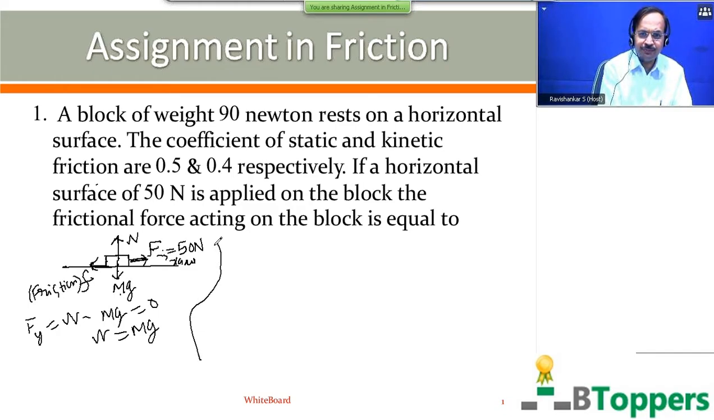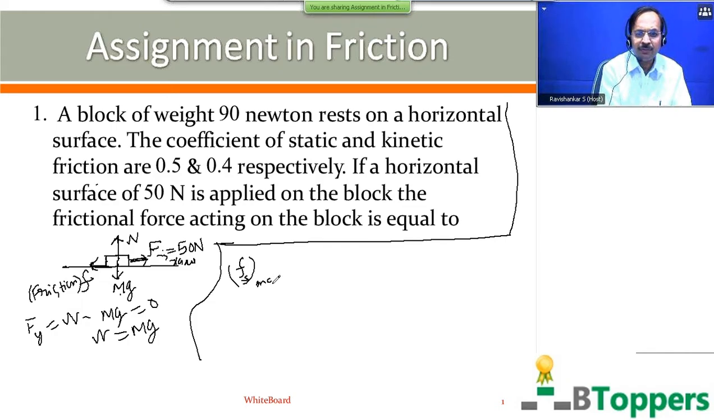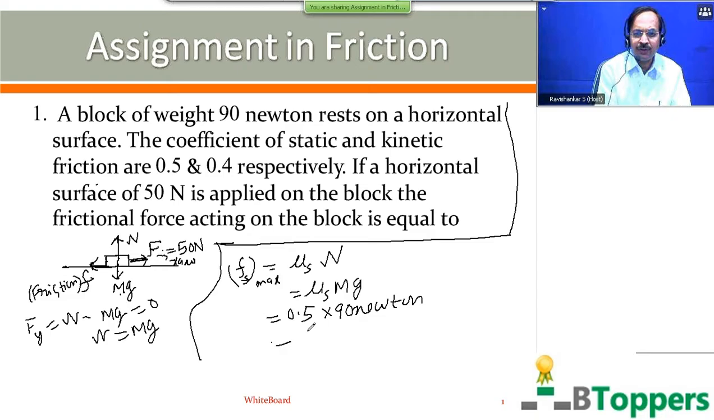The minimum force required to start the block moving is equal to the limiting friction between the two surfaces in contact, or the maximum value of the force of static friction between the two surfaces in contact. The maximum value of static friction, or limiting friction, has magnitude μs times N. Here N equals mg. μs is given as 0.5. The weight mg of the block is given to be 90 newtons. So the maximum value of static friction between the block and the floor is 45 newtons.